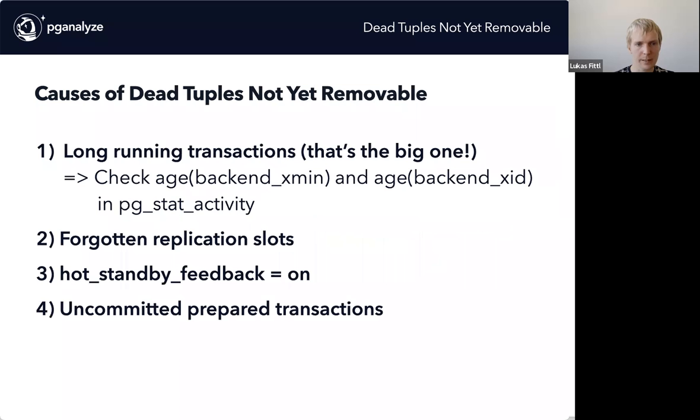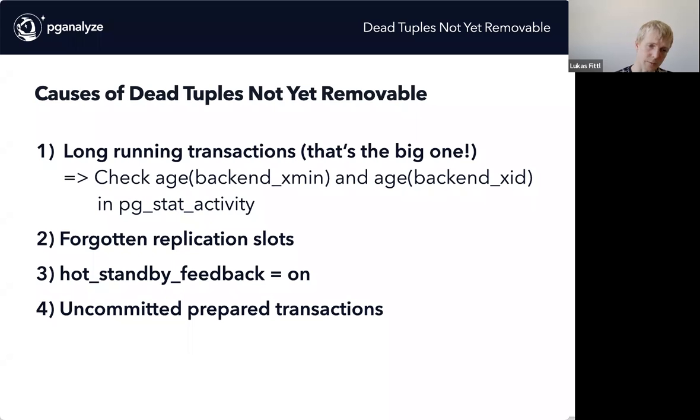The reason that these dead tuples not yet removable occur, most of the time, is long-running transactions. If you have a long-running transaction, that can really mess with vacuum. And I'm saying long as in hours or days, right? If it's a couple of minutes, that's fine, I guess. But if you have a transaction that's open for multiple days, that will really cause you issues with your vacuum performance. You can check that by looking at backend_xmin and backend_xid in pg_stat_activity. That's something to verify if your vacuums are running into the dead tuples not yet removable problem.